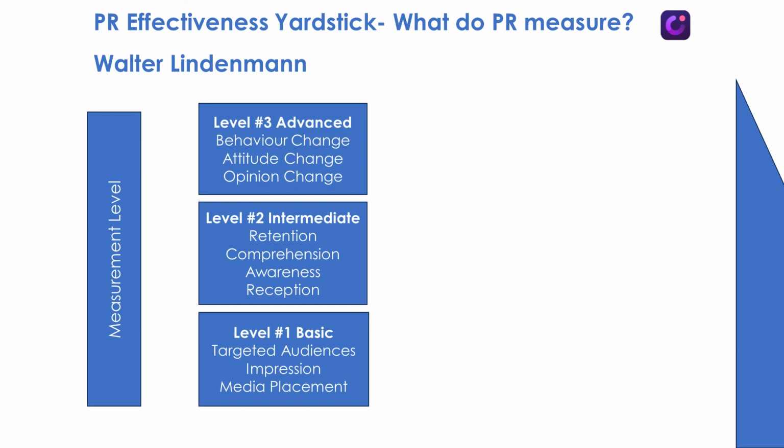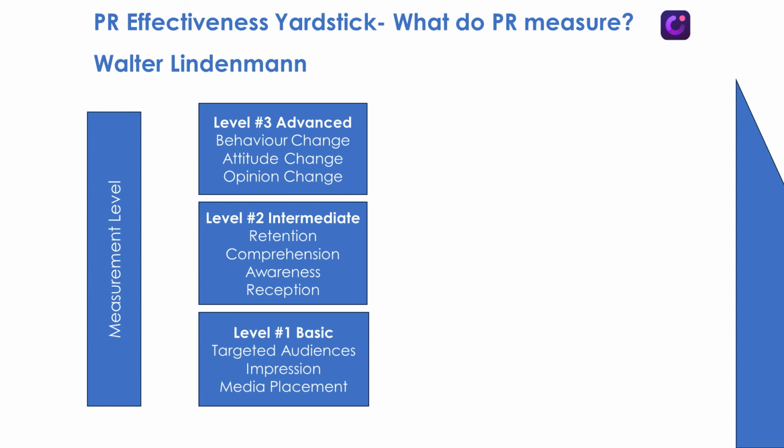The intermediate level has you measuring retention, comprehension, awareness, and reception. If you remember McNamara, this will be the outtake session, where you're trying to find out what people took away. So what did they retain? Did they understand? Are they aware? How did they receive the message? So Lindemann is saying that this is an intermediate level of measurement. And for Lindemann, the advanced level is when you are measuring behavioral change, attitudinal change, opinion change, etc. So that is basically what the PR effectiveness yardstick is telling us.